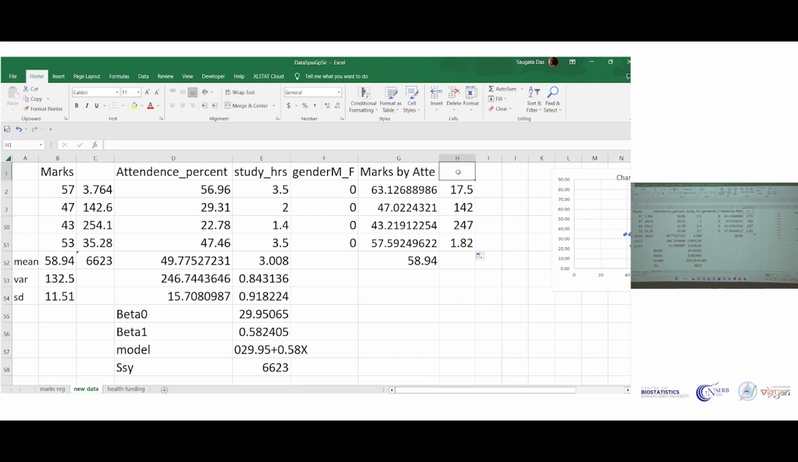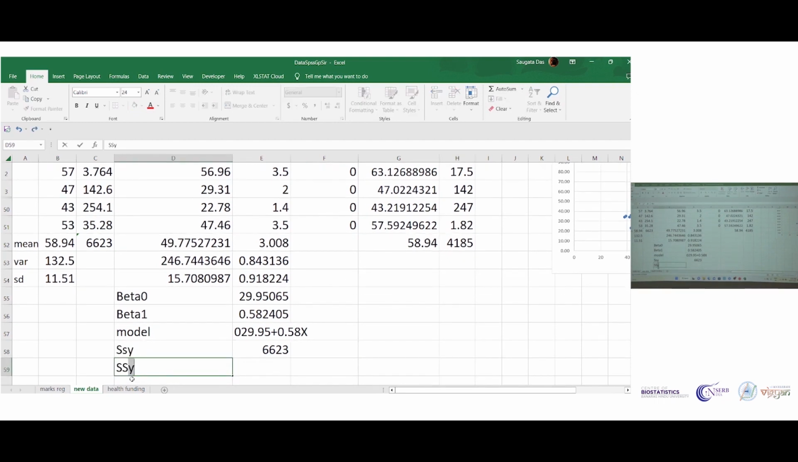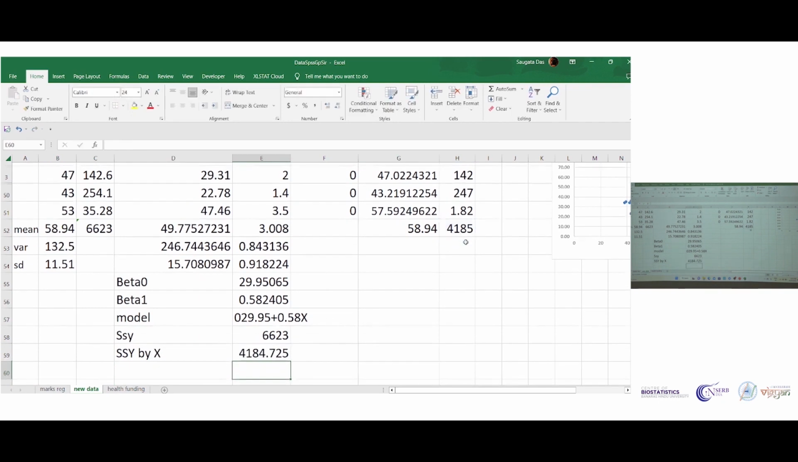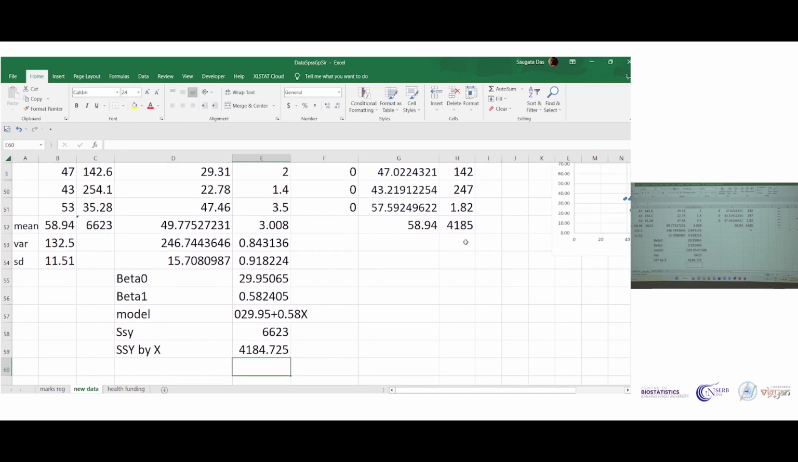So this is SS of y by x. SS of y by x. And take its sum. 4185. Let me write it here. SS y by x equals to this value. Okay.